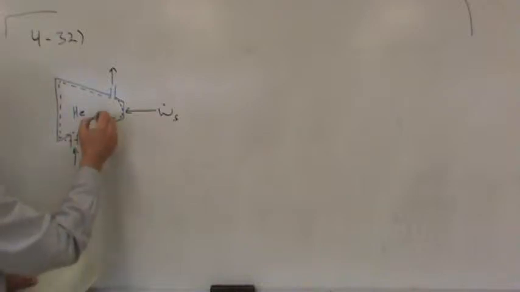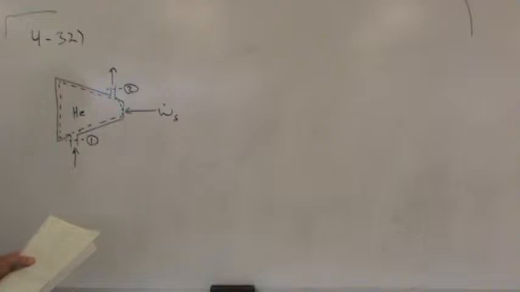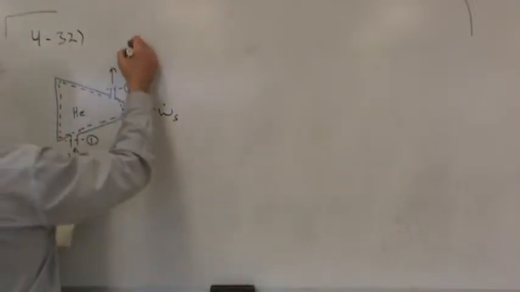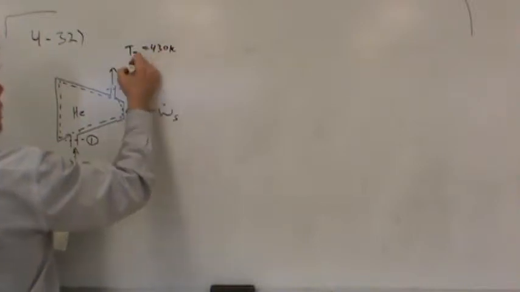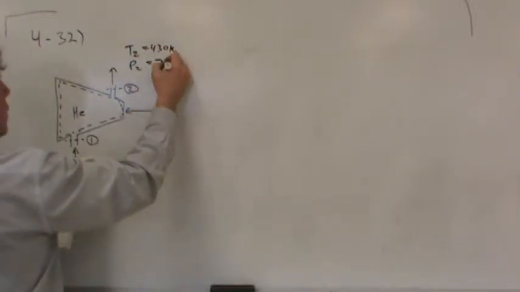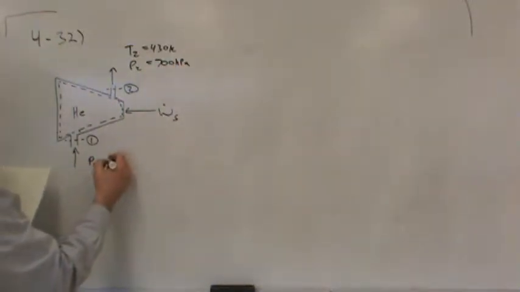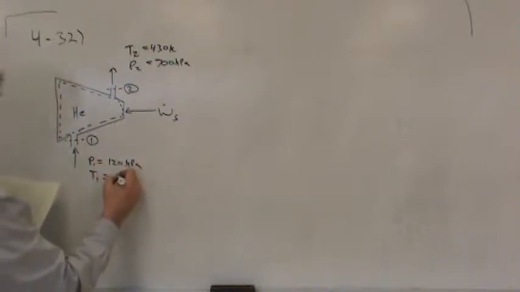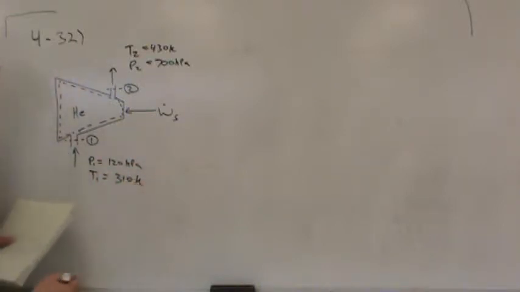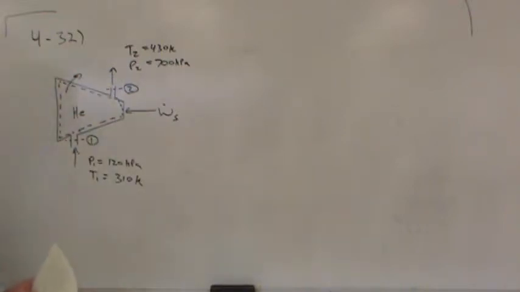We call the entrance section 1 and exit section 2. Then the temperature at the exit is 430 Kelvin and the pressure at the exit is 700 kilopascals, as we were given. The pressure at the entrance is 120 kilopascals. The temperature at the entrance is 310 Kelvin. Now, they told us that there was heat loss, and that heat loss was 20 kilojoules per kilogram.